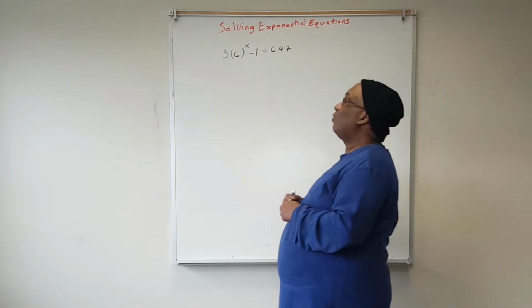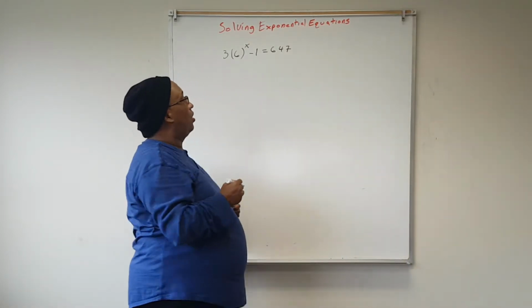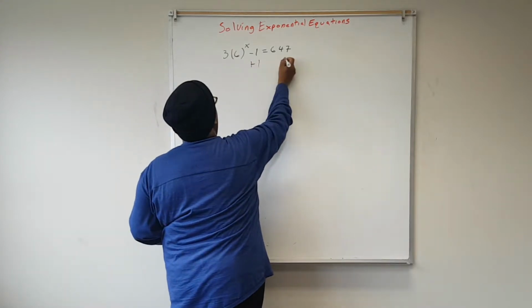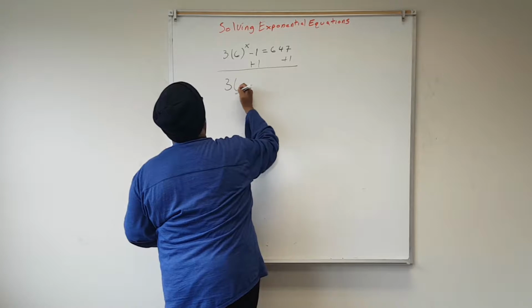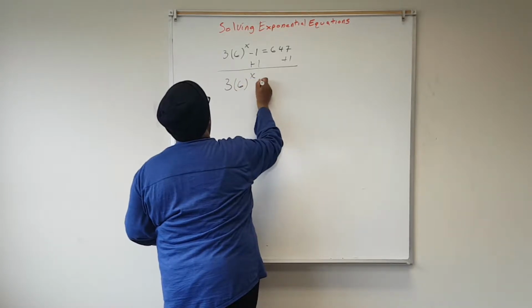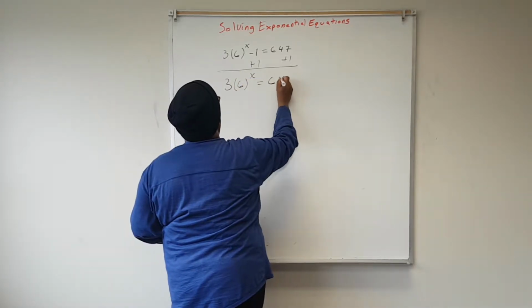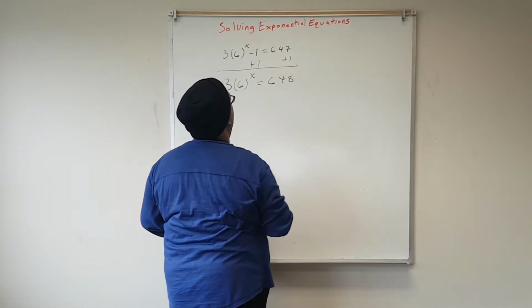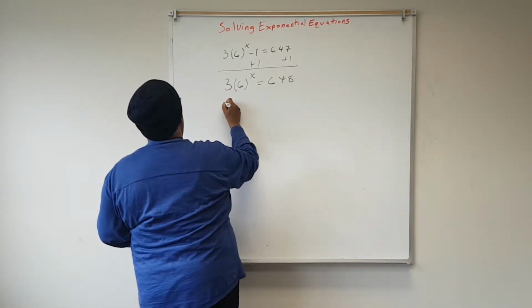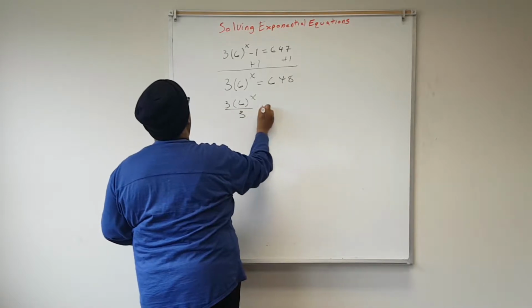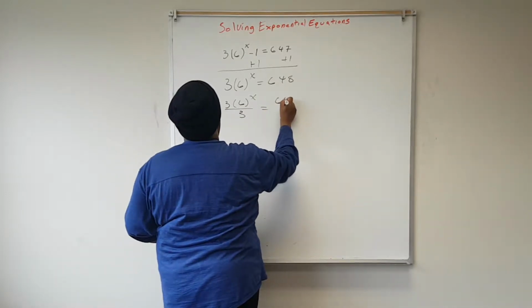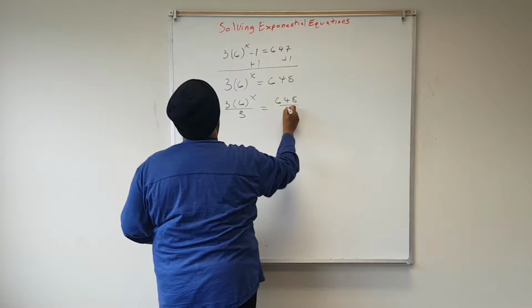First thing we need to do is move the 1 over. So we add 1. We get 3 times 6 to the x equals 648. Now we divide by 3. Divide by 3. 648 divided by 3.